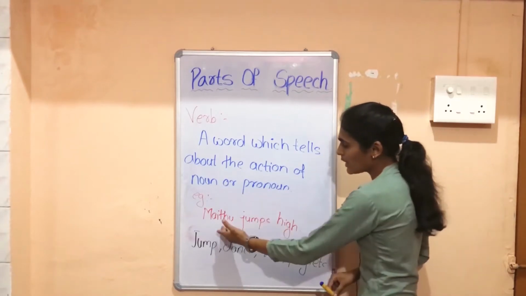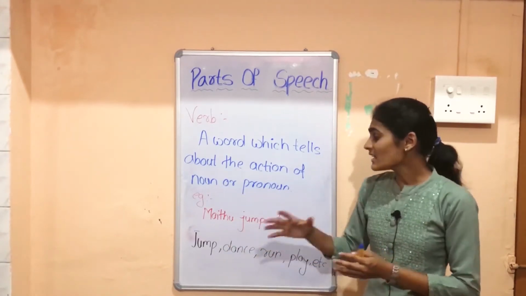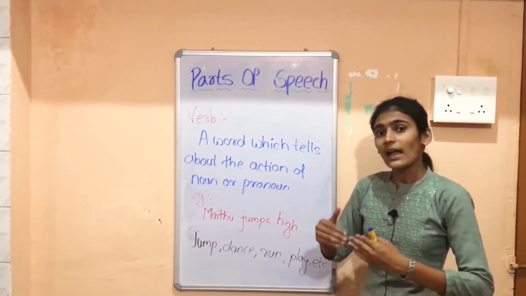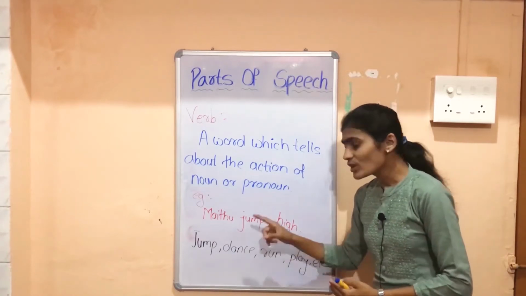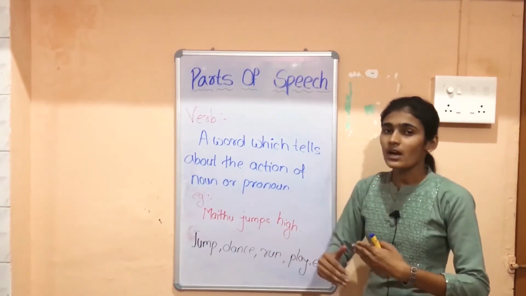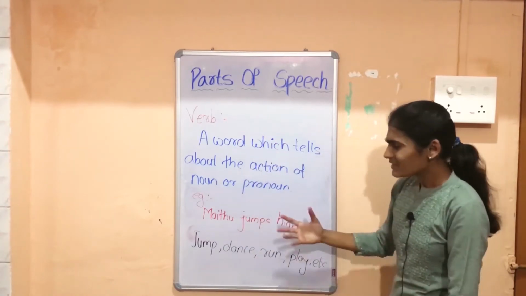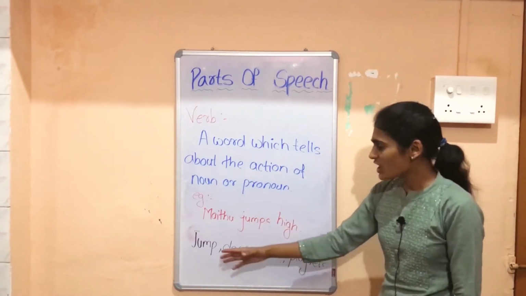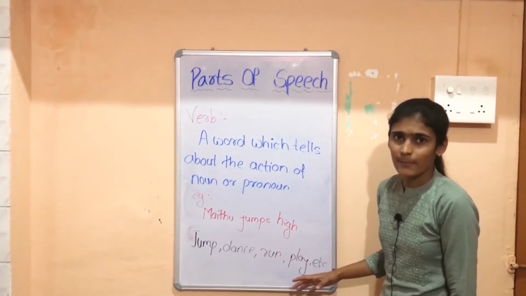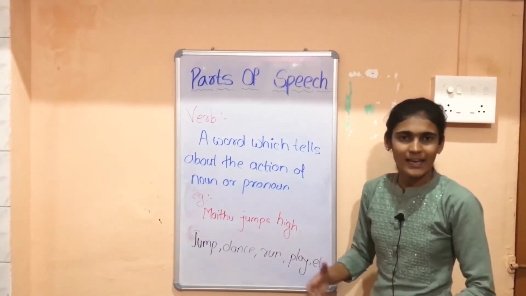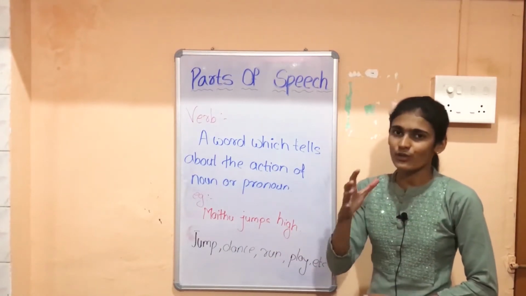For example, Maitu jumps high. What is the noun here? Noun is Maitu. And what action is she doing? She is doing jump. Means what is the verb? The verb is jump, because it tells about the action. We can take examples like jump, dance, run, play, laugh, smile, etc. are examples of the verb.